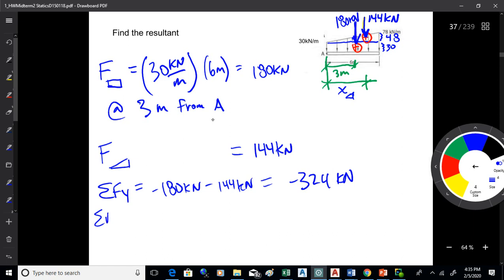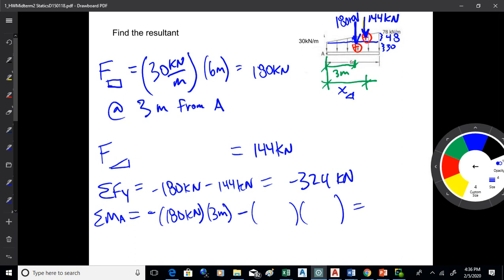And then I'll go sum of moments about A, and what I'll get out of that will be negative 180 kilonewtons times that moment arm of 3 meters. And I'm going to have another moment there to do, and what that's going to tally up to is minus 1,116 kilonewton meters, because that's a moment.